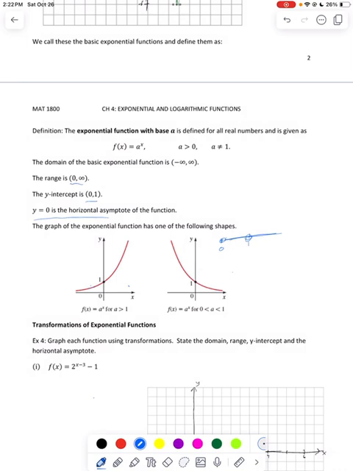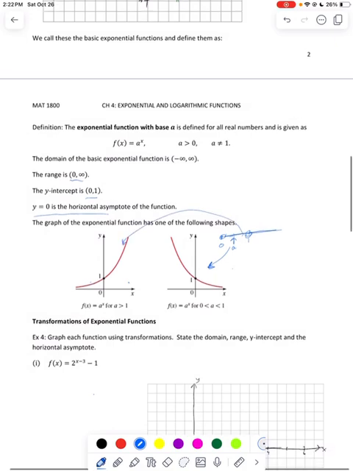Now if a is here in this region, then a is less than 1 but greater than 0. So a is between 0 and 1. In that case, you will get this graph. If a is a number less than 1 but greater than 0, your graph will be shaped like this over here. Now if a is greater than 1, could be any number, then the graph will be like this graph.